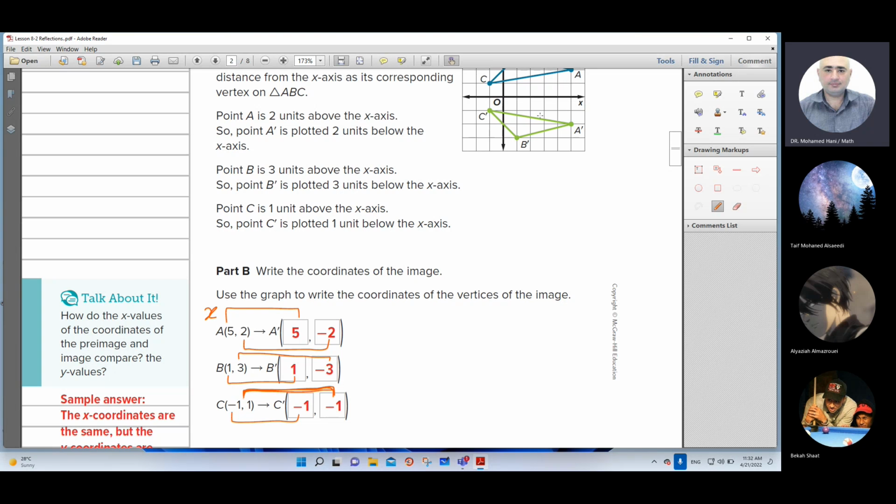So when we have a reflection across the x-axis, for example A and A prime, we have the same x, but we have the opposite y.